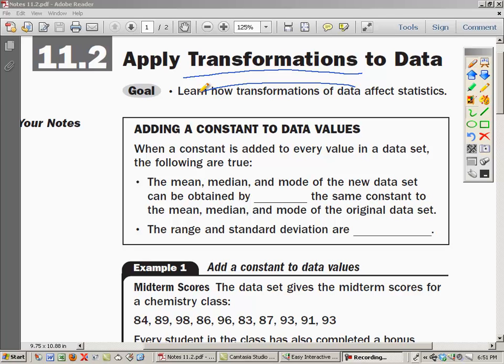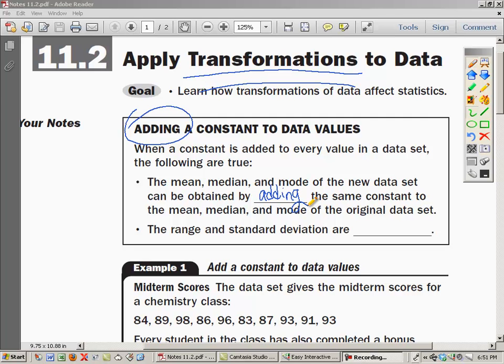All right? And so right out of the box, we talk a little bit about adding a constant to data values. When a constant is added to every data value in a data set, the following is true. The mean, median, and mode of the new data set can be attained by simply adding the same constant, whatever is being added to each data value, to the mean, median, and mode. All right, so all of our measures of central tendency will essentially be shifted by whatever number we're adding to the set of data. We'll get a look at an example here in just a second.